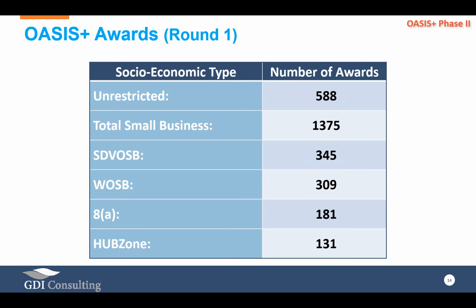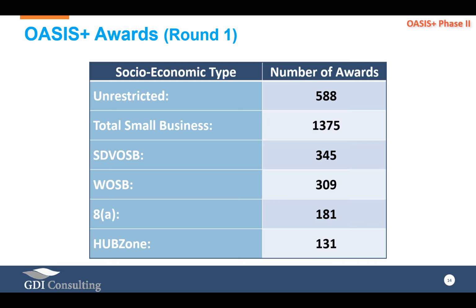Now, in terms of the numbers of the original OASIS Plus awards, you can see that 588 unrestricted, 1,375 total small business, SDVOSB 345, WOSB 309, 8A 181, HUBZone 131. The numbers might be a little bit more than these because these are, I think, a couple of months old. They might have awarded a few here and there. But do remember that, first of all, there's no competition. So these numbers might double as far as the government is concerned. I mean, there's no competition for phase 2.